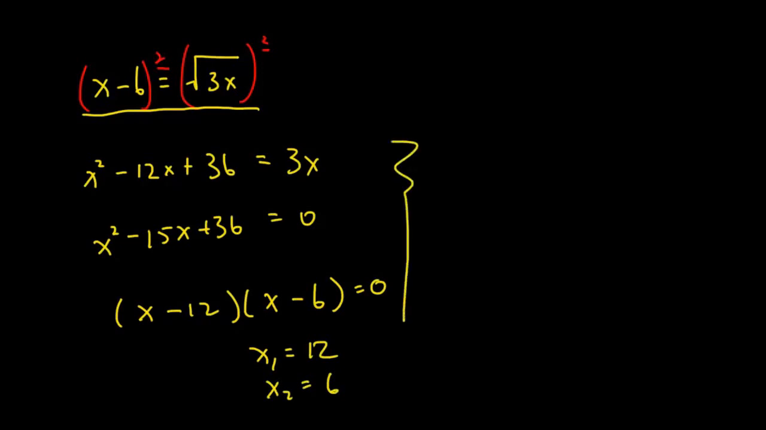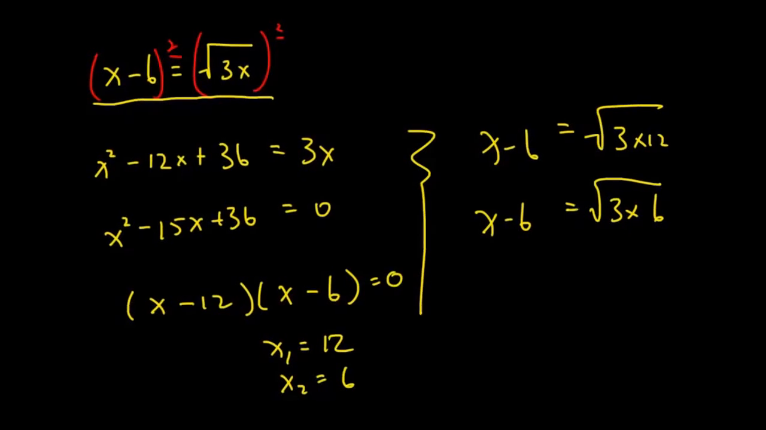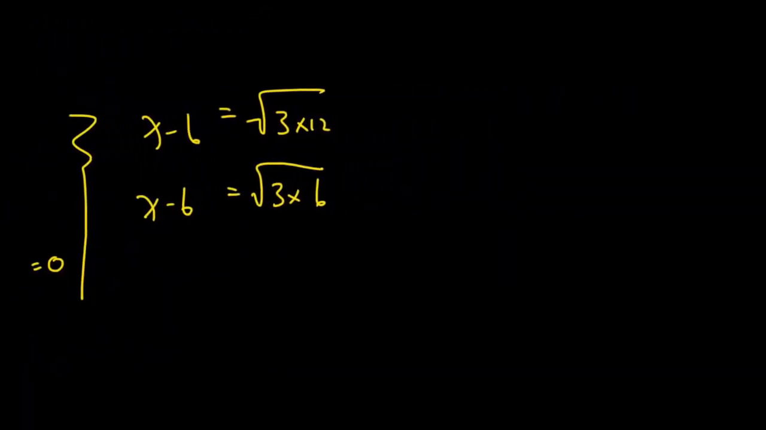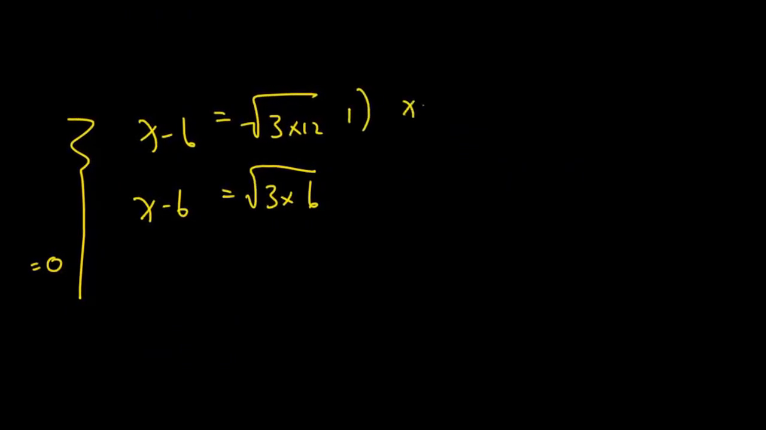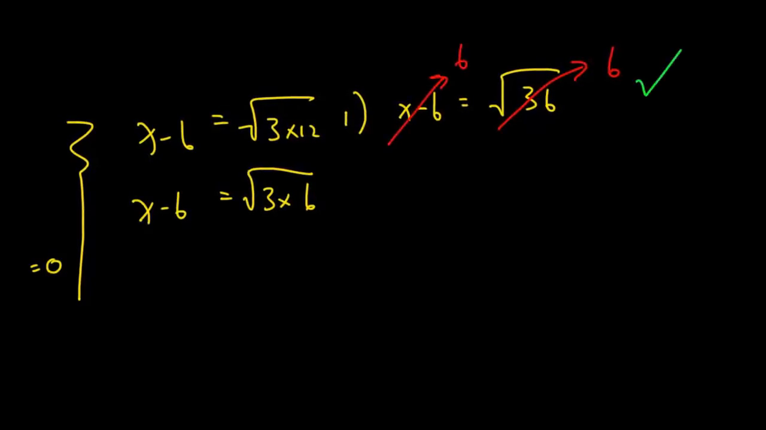Okay, now let's have a look. So x minus 6 equals the square root of 3 times 12. Or we can have x minus 6 equals the square root of 3 times 6. So for the first one, that will be x minus 6 is equal to the square root of 36. So 36 becomes 6, and 12 minus 6 becomes 6 as well. So this is a correct answer.